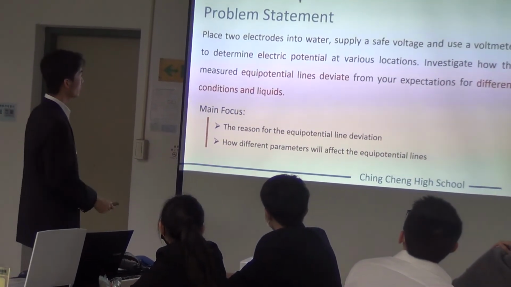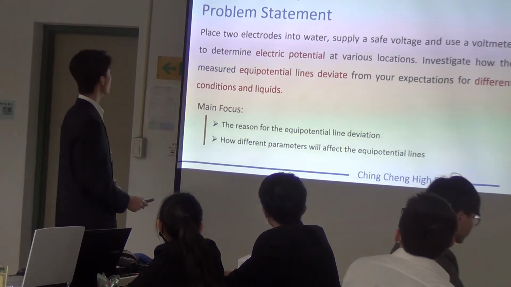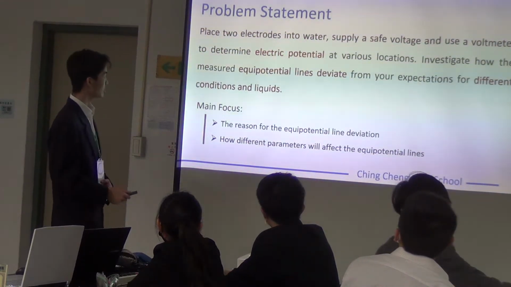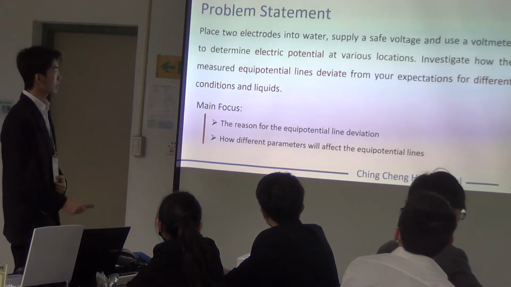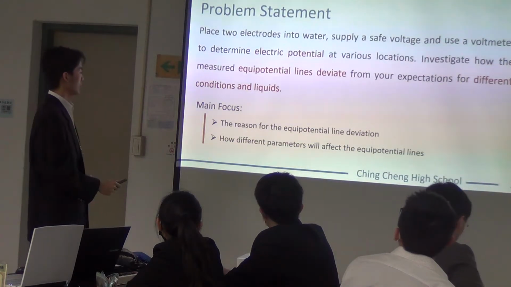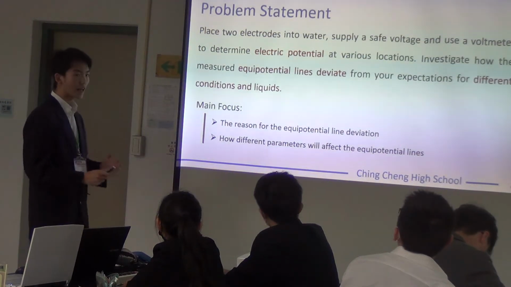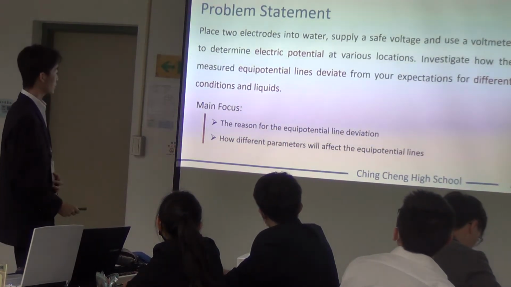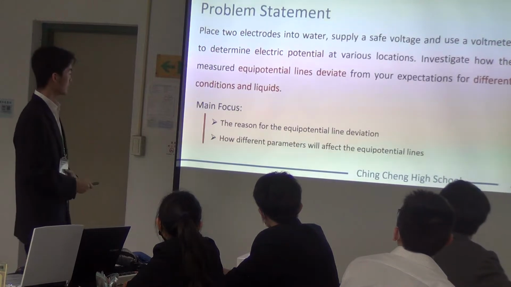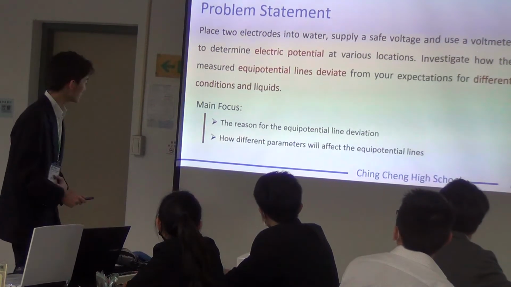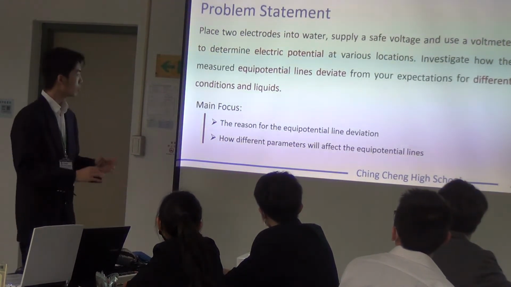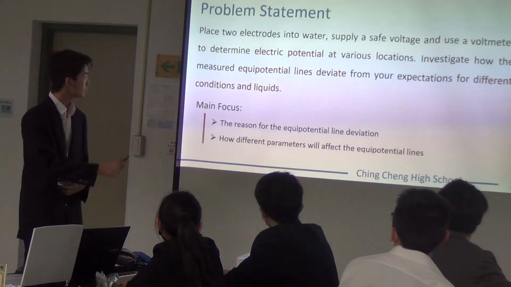Problem 8, irregular potential lines. Here's the problem statement: place two electrodes into water, supply a steady voltage, and use a voltmeter to determine the electric potential at various locations. I'm going to investigate how the measured equal potential lines deviate from our expectation for different conditions and liquids. The main focus is what the reason for the equal potential line deviation is and how different parameters affect the equal potential lines.